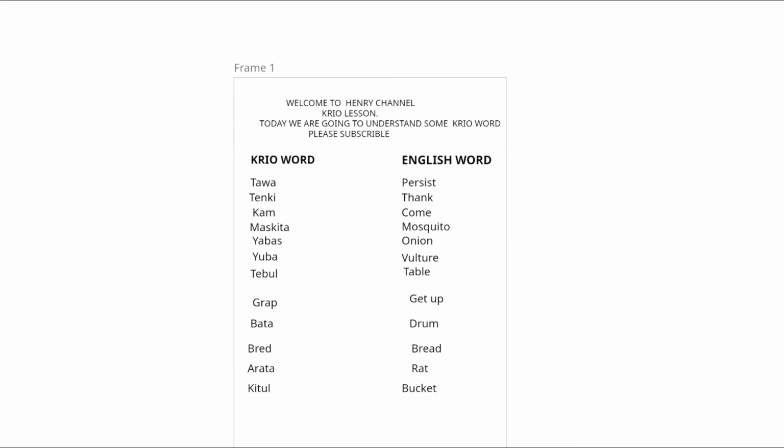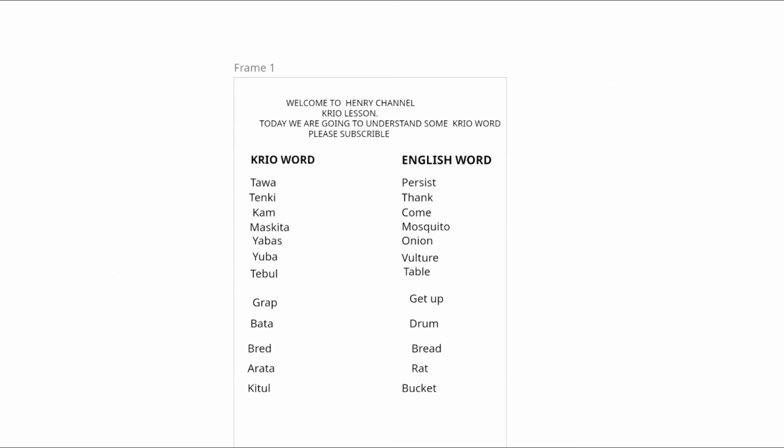Another word which is very interesting in Creole is rat. In English, it is called rat. In Creole, we call it arata. Arata. Finally, the last word that I will leave for you guys is bucket in English. In Creole, it is called kitu.